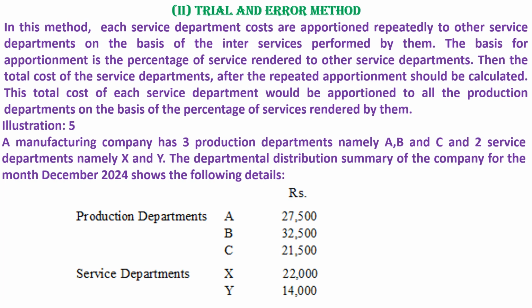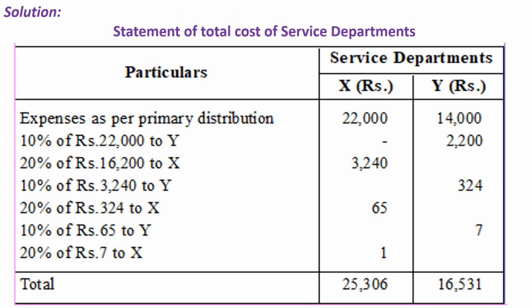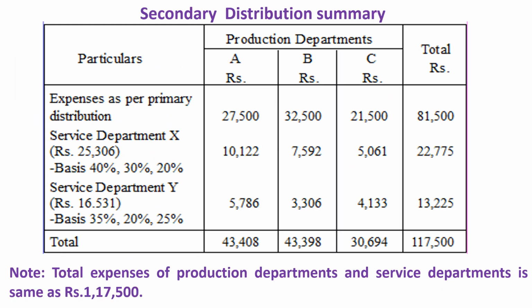Illustration 5. A manufacturing company has 3 production departments, namely A, B, and C, and 2 service departments, namely X and Y. The departmental distribution summary of the company for the month December 2025 shows the following details. The basis of apportionment of service department costs to production departments are as follows. Prepare a statement showing the apportionment of service department expenses to the production departments on the basis of trial and error method. Solution. Statement of total cost of service departments is stated here. Secondary distribution summary. Note. Total expenses of production departments and service departments is the same, 1 lakh 17,500 rupees.